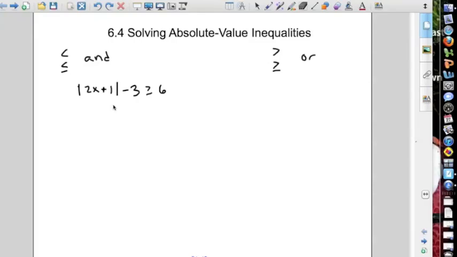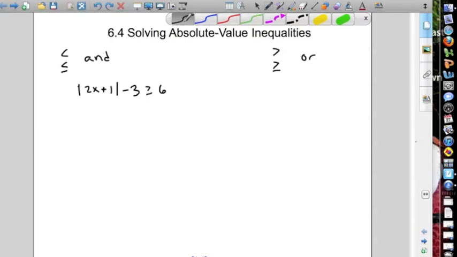Today we'll be working on section 6.4, solving absolute value inequalities. Now with the inequalities, you'll actually solve them the exact same way that you did before, but as you do them, you'll want to make sure you glance at those inequalities.